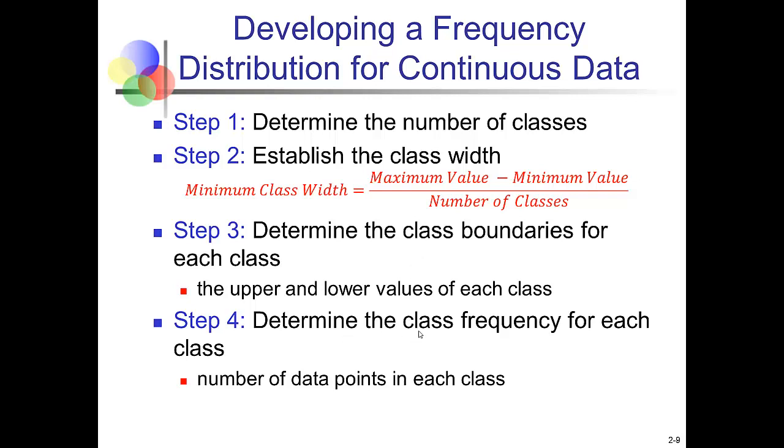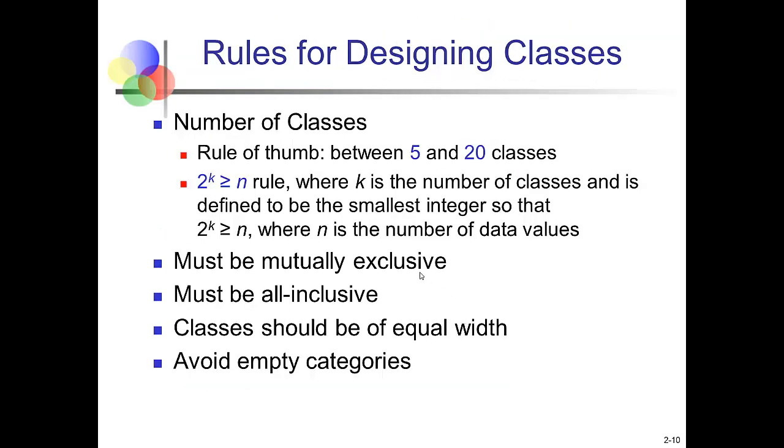And then we're going to determine the frequency, just like we did in the previous example. How many data points fit in each class? All right, so the rules for designing those classes. The number of classes: we've got a general rule of thumb. There should usually be between 5 and 20 classes, depending on how much data we actually have.